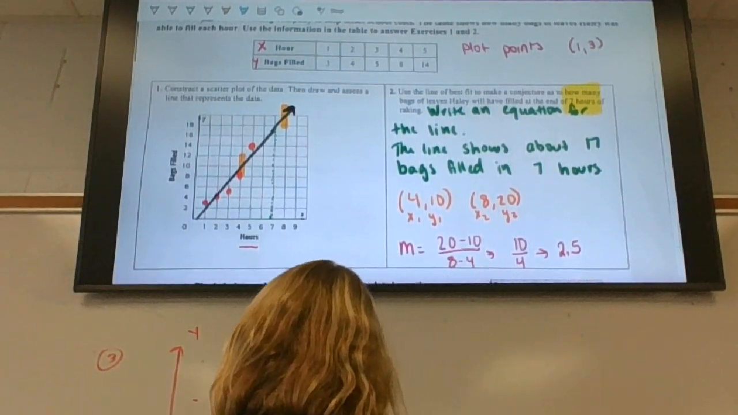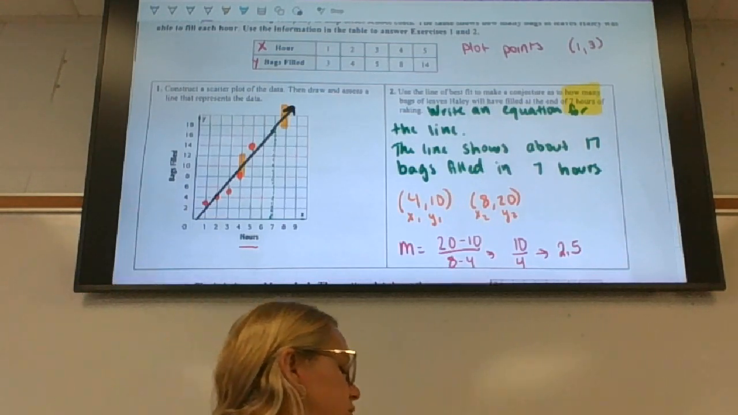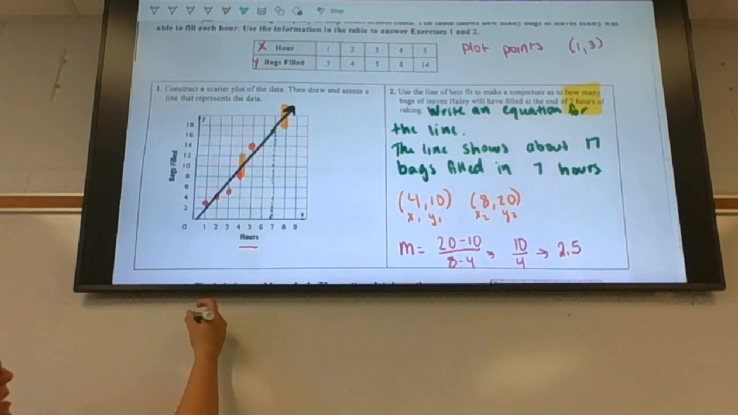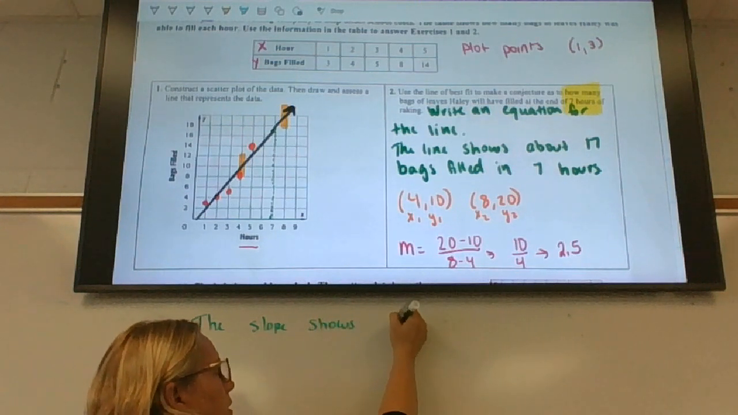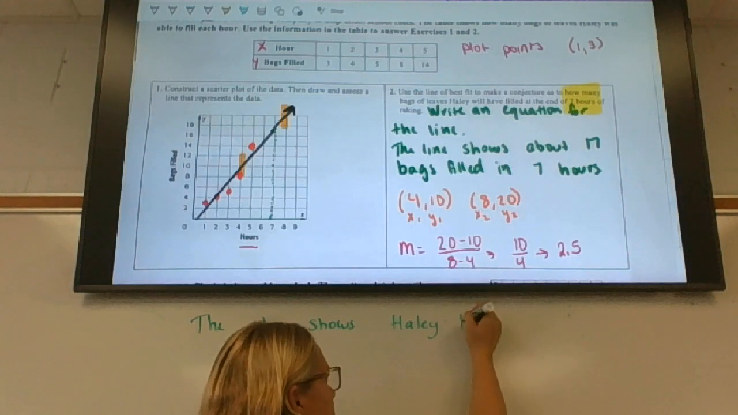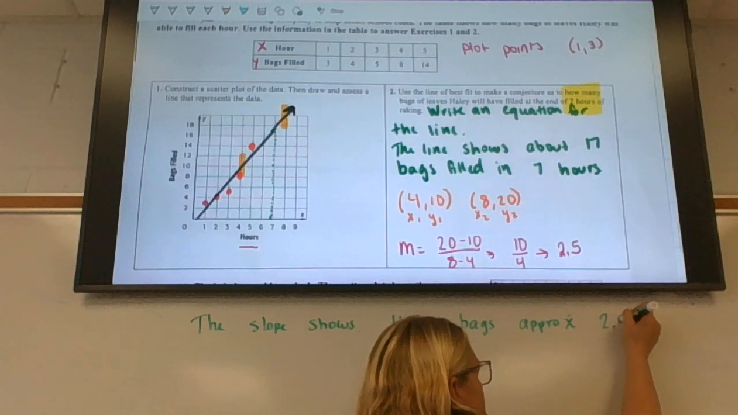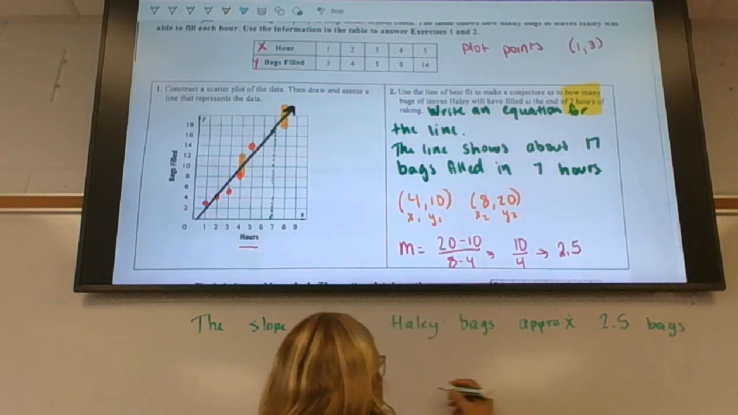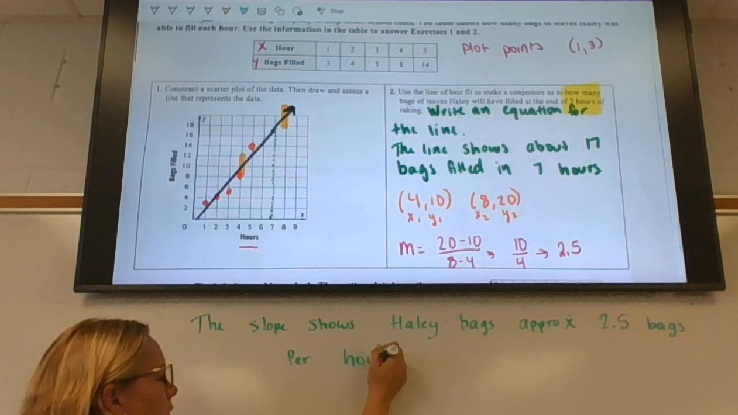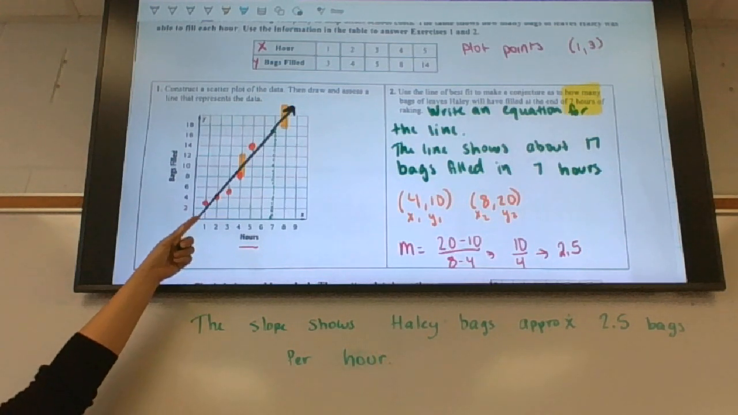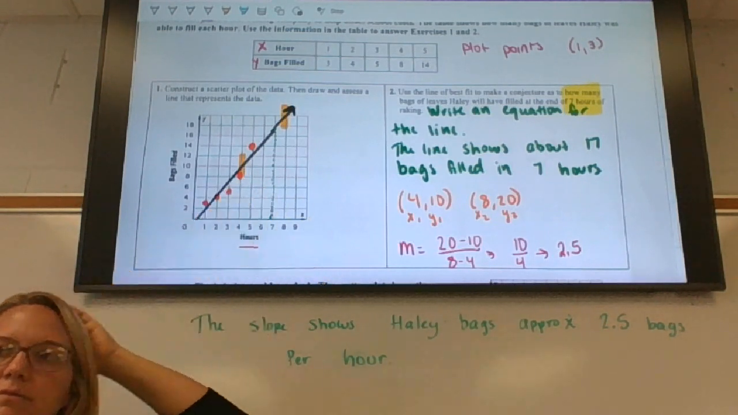So a lot of times you're asked to interpret slopes. Interpret the slope, interpret the slope. I got 2.5, which would say overall, the slope shows Haley bags approximately 2.5 bags per hour. And that's on average for the whole data. In the beginning, she was slower than that. By the end, she was actually faster than that. So on average, it's about 2.5 per hour.